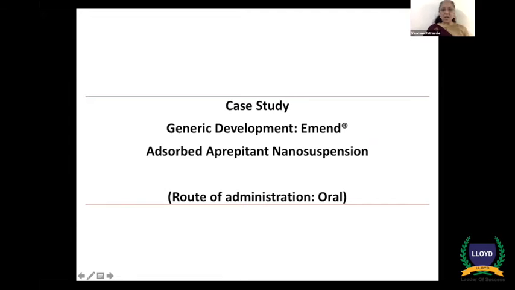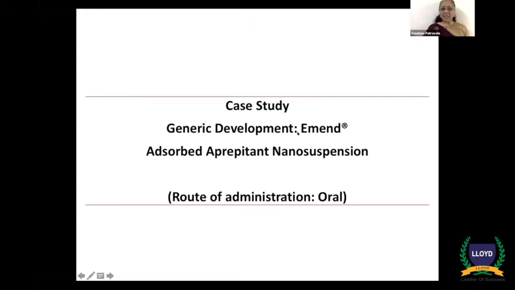Now I'll take a case study so that things are easy to explain to you. This is the in-house study which we have done. The product has gone, actually technology transfer has happened. So some of the ingredients I'll mask, but you'll get a very fair idea about how one does work. So this is about generic development of adsorbed aprepitant nanosuspension. Now, aprepitant is an ingredient which is used for chemotherapy-induced nausea and vomiting.